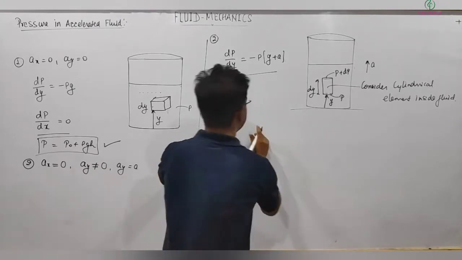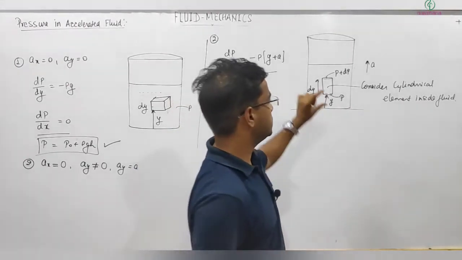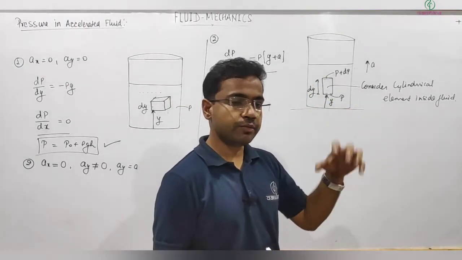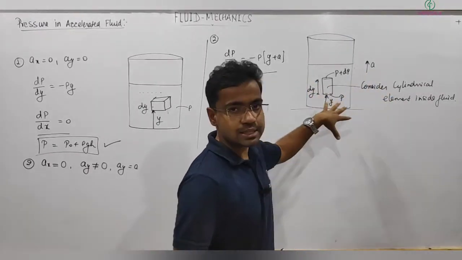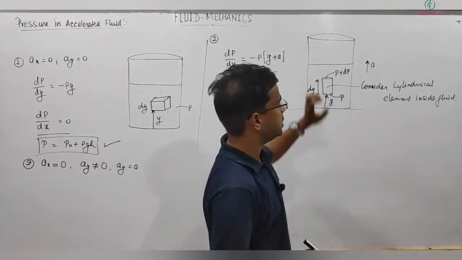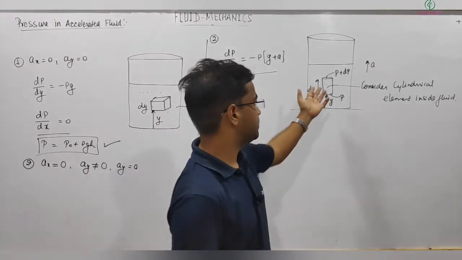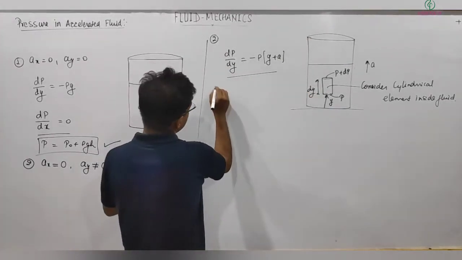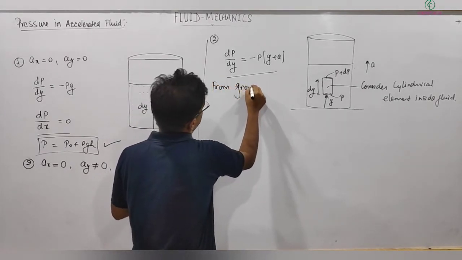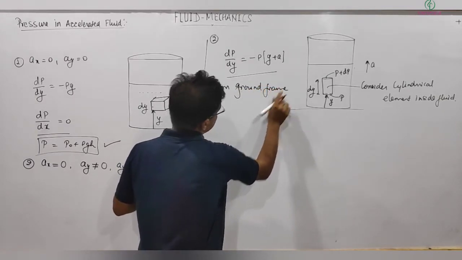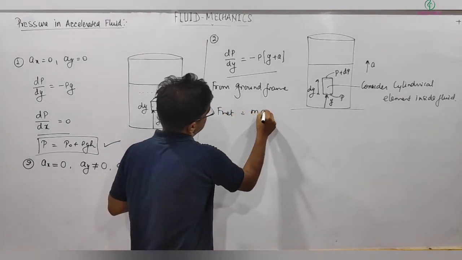Now from ground frame, what will you say? Because the system is accelerating, if you focus only on this element, do you feel the acceleration of this element also? Yes, because it is accelerating, right? The system is having acceleration, so if your focus is only on this small element, then that element will also be accelerating because it's moving with the system, right? With the lift, with the container. So from ground frame, what I can write, net force F net must be equal to mass into acceleration.